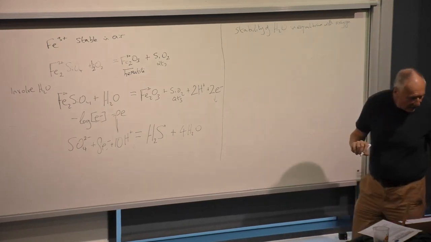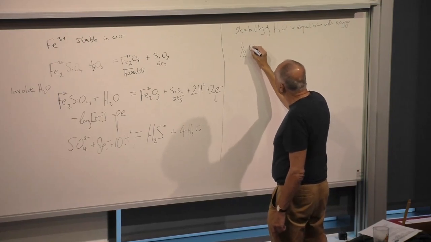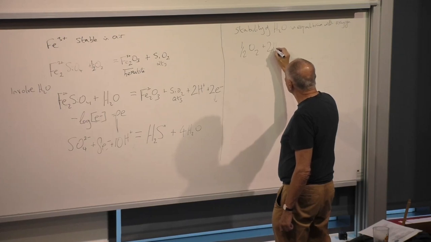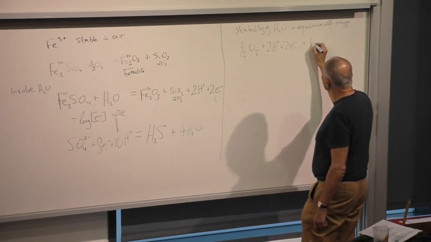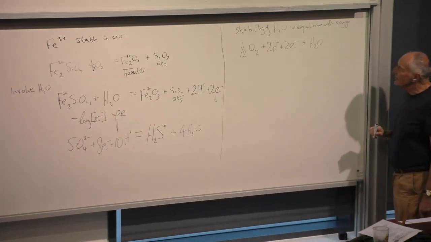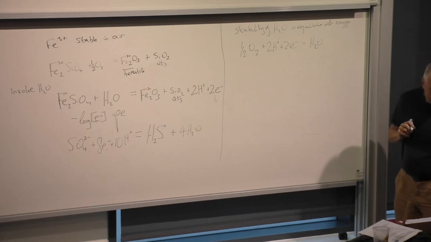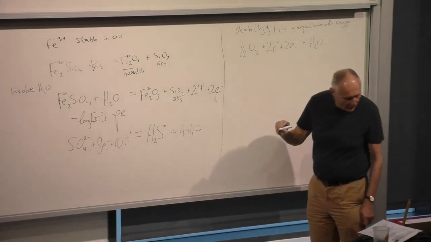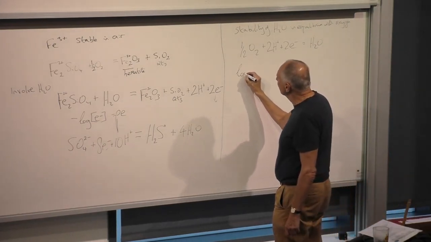And the reaction is half O2 plus 2H+ plus 2 electrons equals H2O. Okay, so that's mass balanced and charge balanced, 0 charge both sides. And the log K for that reaction is 41.56 at 298.